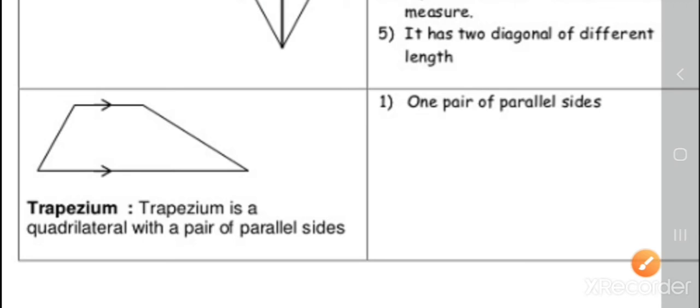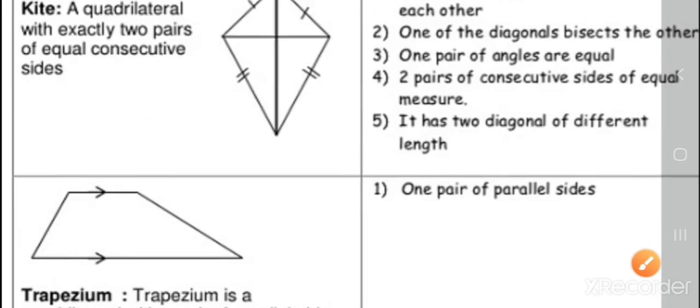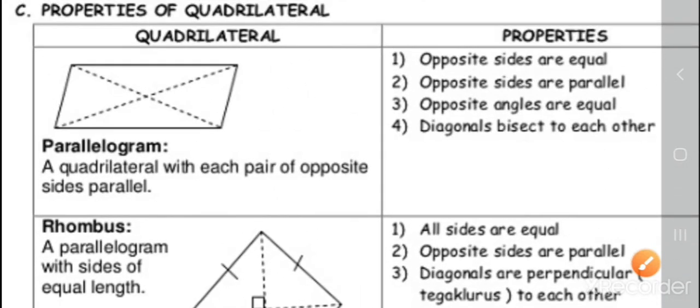Now the next and last one is trapezium. Trapezium is a quadrilateral with a pair of parallel sides. One of the pairs will be parallel. Here this and this are parallel, but this one and this one are not parallel. So one pair will be parallel sides, that is a trapezium. Now we'll see the properties from the first.